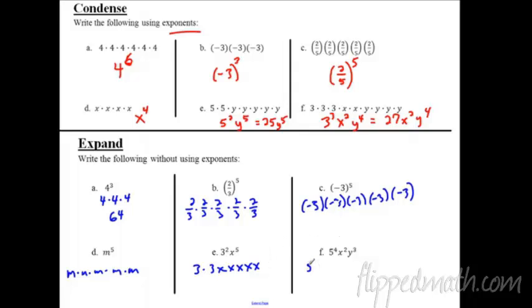Awesome. So 5 to the 4th, we got 5 times 5 times 5 times 5. And again, I'm not going to put those dots. You can if you want. x, x, y, y, y. Now we're getting to some good stuff here, because now we're going to need to use that to get some rules here.